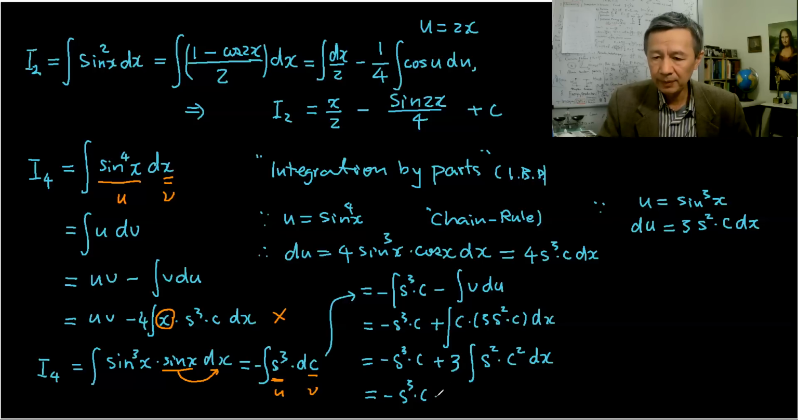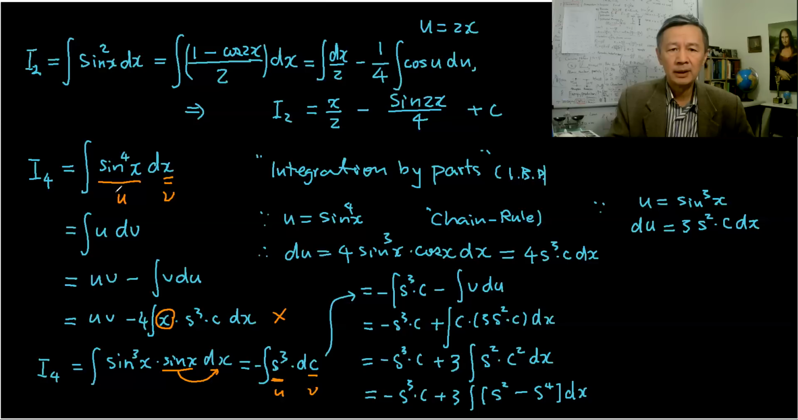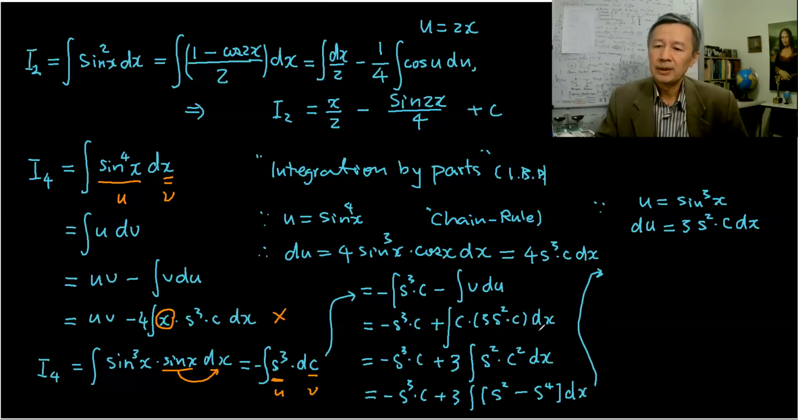Let's continue. So that would be plus 3 outside, which is constant. So what's inside the integral? Then we have to use the Pythagorean theorem. So I just write it directly: S squared minus S to the power 4. You see, this is something very interesting. Here we will see that there is a chance to rewrite this formula in terms of the integral we are looking for. So this is an algebraic relation.